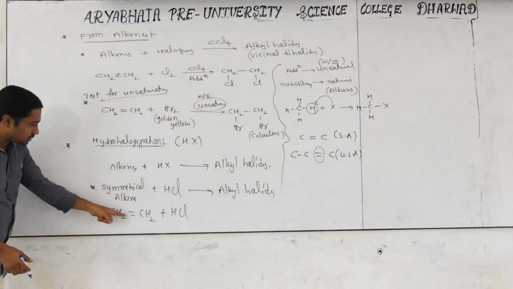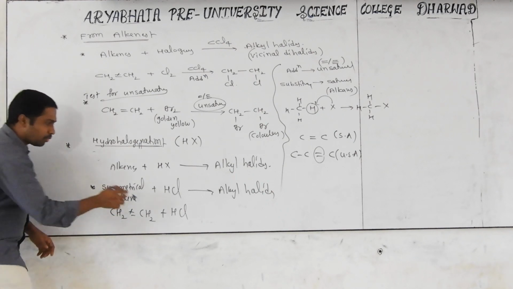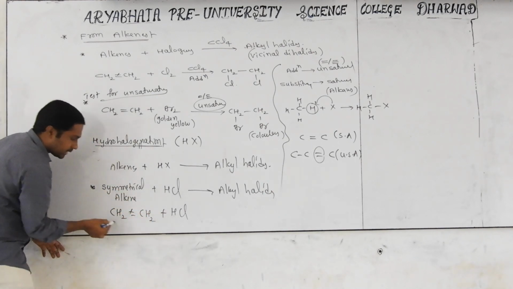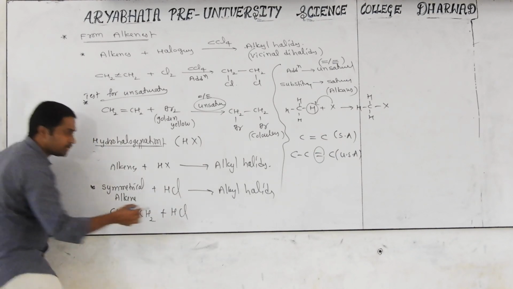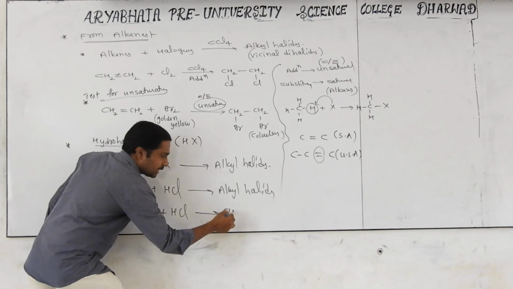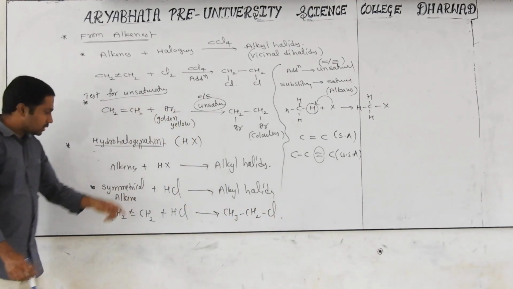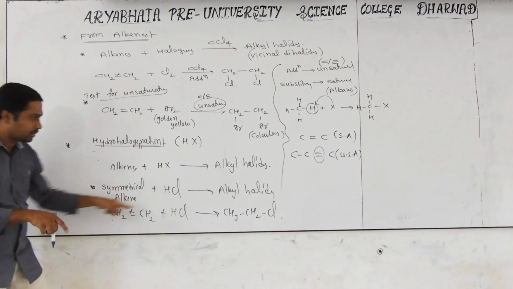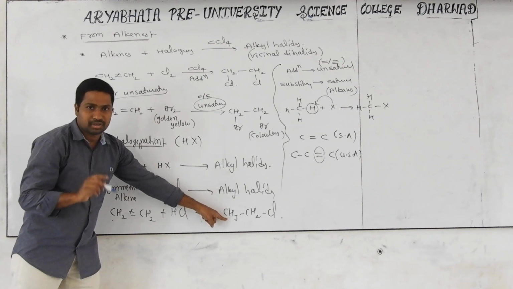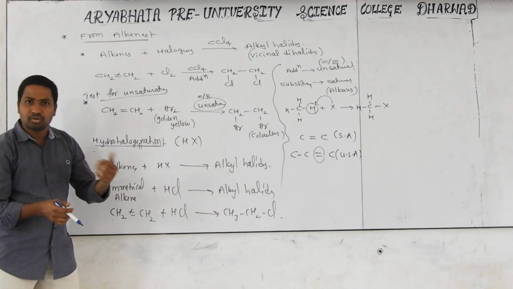It is addition, because of unsaturation, breaking the pi bond. What happens? Hydrogen may attack here, or hydrogen may attack there, and automatically chlorine attacks the other carbon. Then CH2 becomes CH3 and CH2Cl. And if hydrogen attacks the other carbon, you again get CH3 CH2Cl. You are getting the same product. That is nothing but chloroethane.